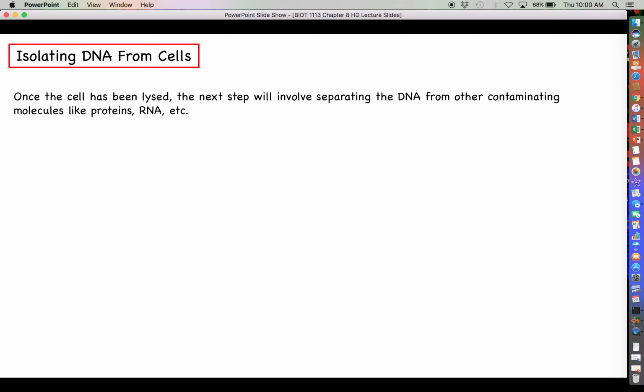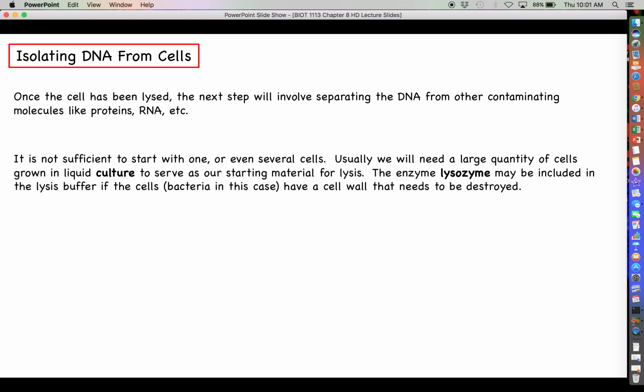Okay, so once the cell has been lysed, the next step, now that we have all the intracellular contents mixed together, is that we need to separate the DNA, which is what we want, in a relatively pure form. We need to separate the DNA from other contaminating molecules like proteins, RNA, membranes, and things like that.